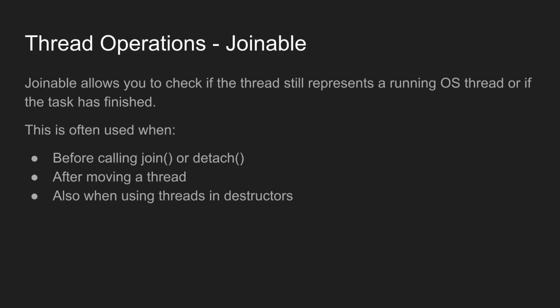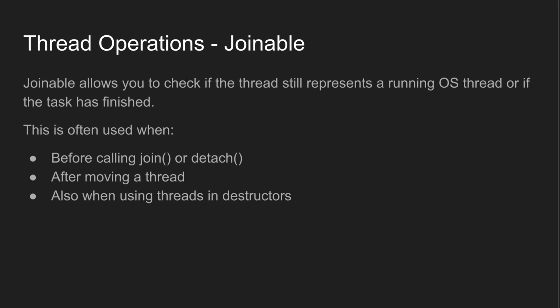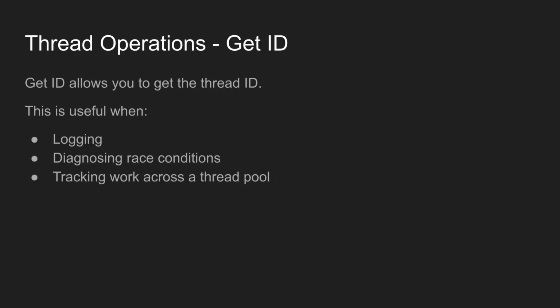The joinable operation lets you check if a thread still represents a running OS thread, or if its task is finished. This is often used before calling join or detach, after moving a thread, and when managing threads in destructors. The getID operation allows you to retrieve the thread's unique ID. This is helpful for logging, diagnosing race conditions, and tracking work across a thread pool.